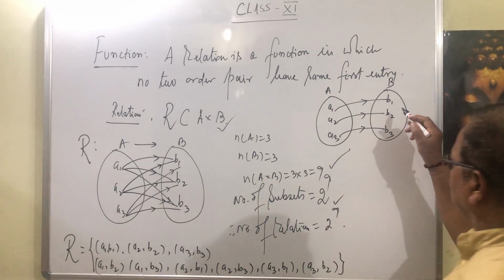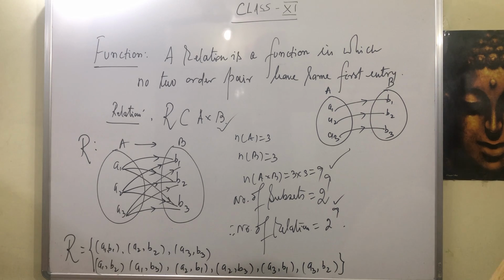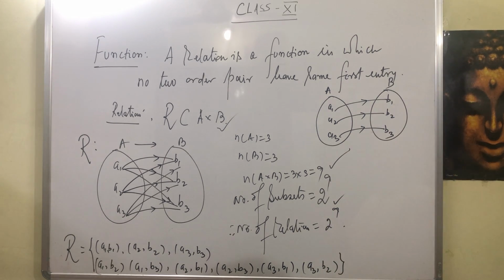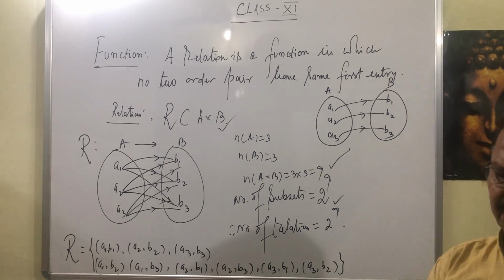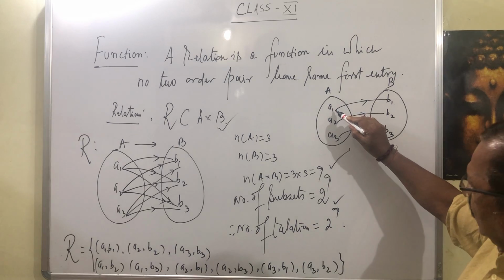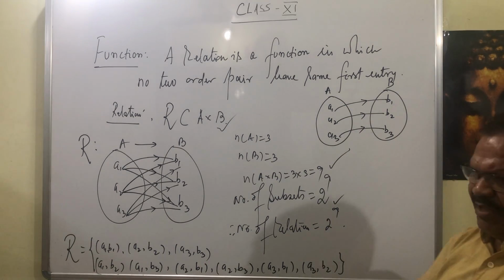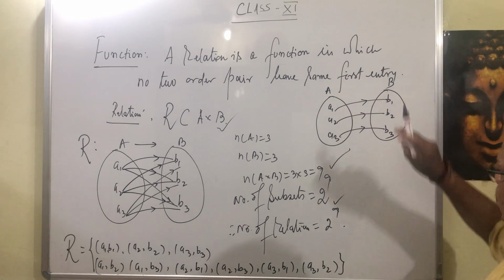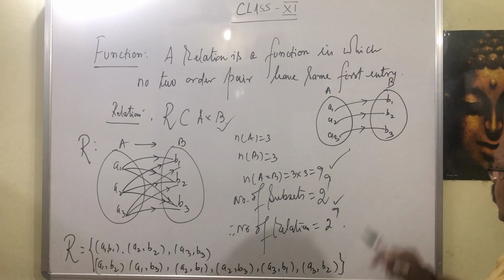Now A1 can go to B2 also, A1 can go to B3 also. Now A3 can go to B1. So these are the chances of going. But the condition is that all elements of set A are associated with a unique element of set B. That means A1 is associated with B1 only. It will not go to B2.